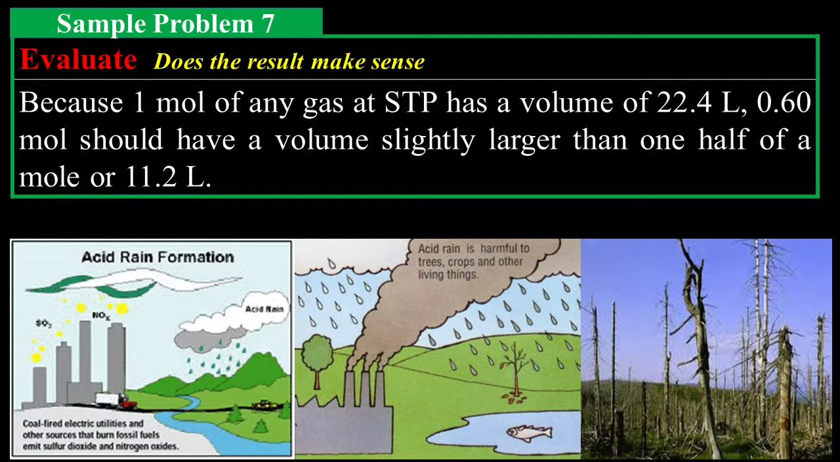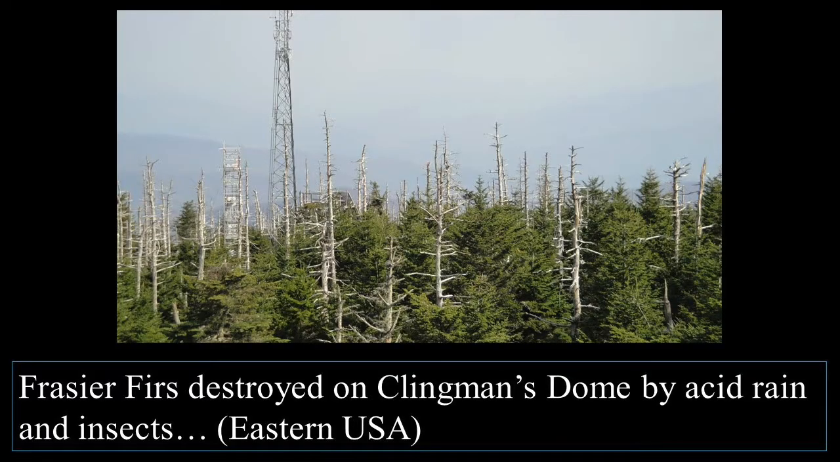Because 1 mole of any gas at STP has a volume of 22.4 liters, 0.6 moles should have a volume slightly larger than 1/2 of a mole, or 11.2 liters. And in this case, that's true because we measured it to be over 13 liters, which is certainly larger. Fraser firs destroyed on Clingmans Dome by acid rain and insects. Then the insects can come and cause problems because the trees become weaker because of the acid rain.